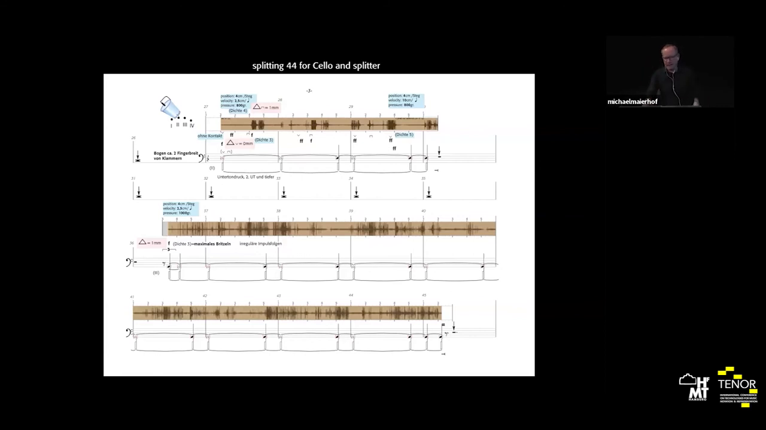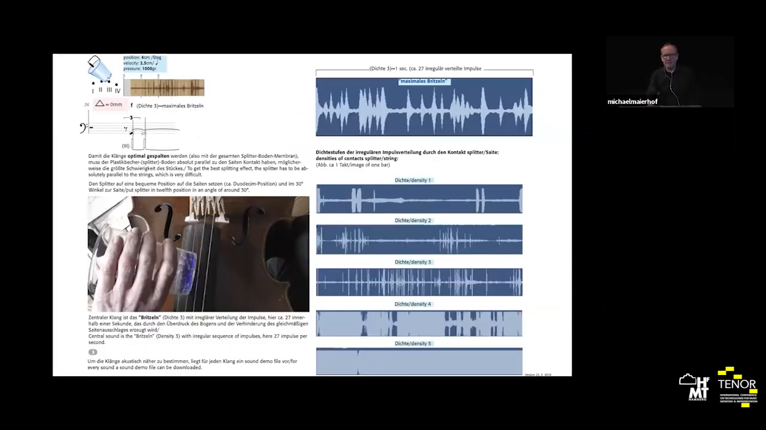I have like 5-6 densities. Like here, you see the densities in the wave graphics, 1, 2, 3, 4, like high density, like almost a broad sound world. That is the maximum.